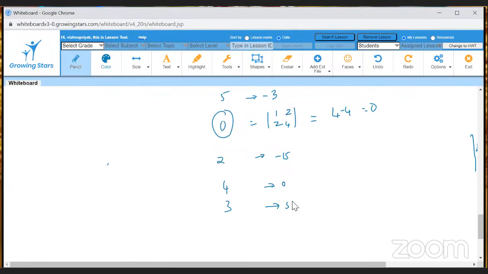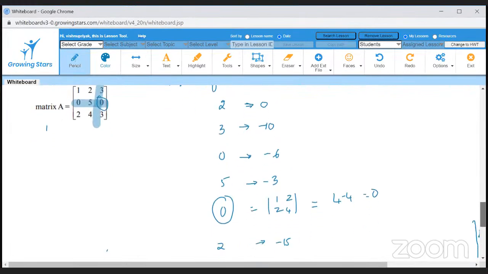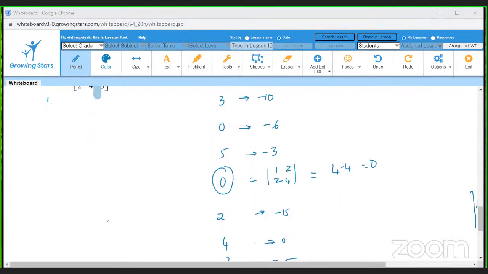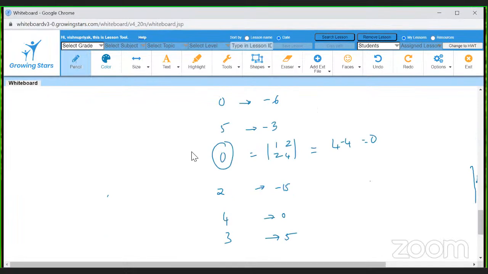Let us see who is correct. 15, 0, -10. So Vidya is correct. Lohit, you went wrong. Okay, next. -6, -3, 0. Vidya is correct. Then -15, 0, 5. So finally, Vidya's answer is correct for all.